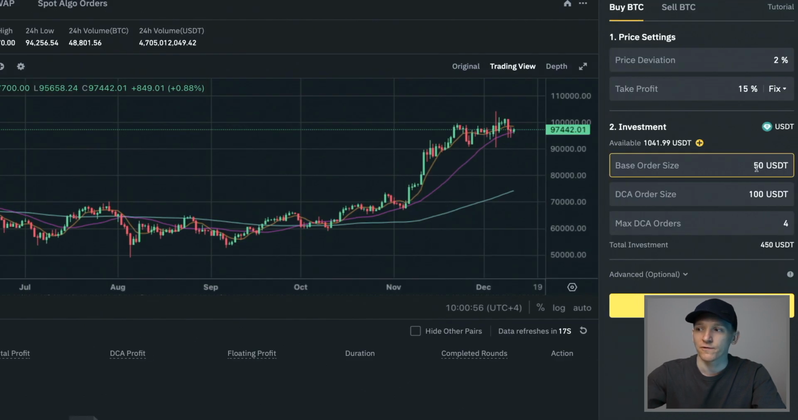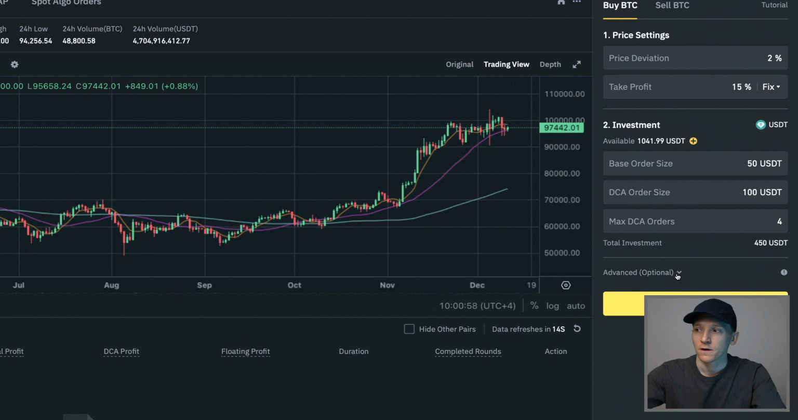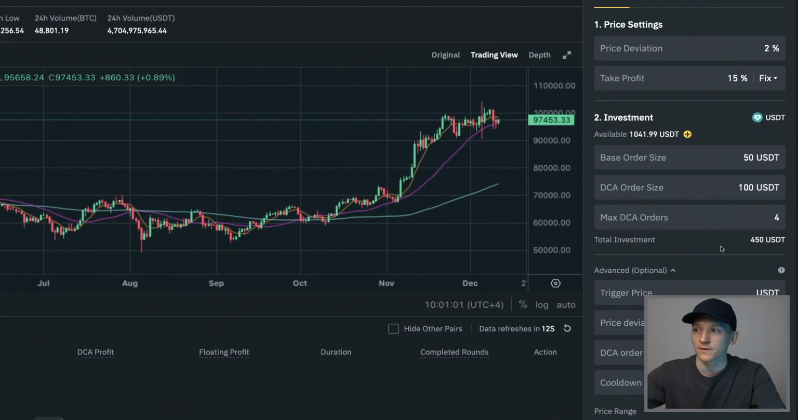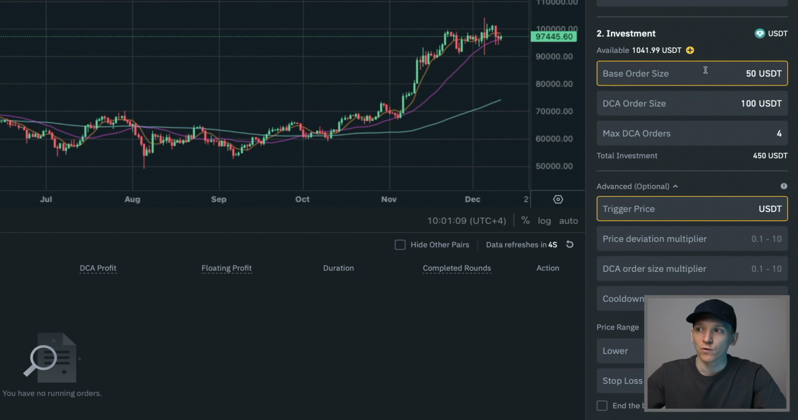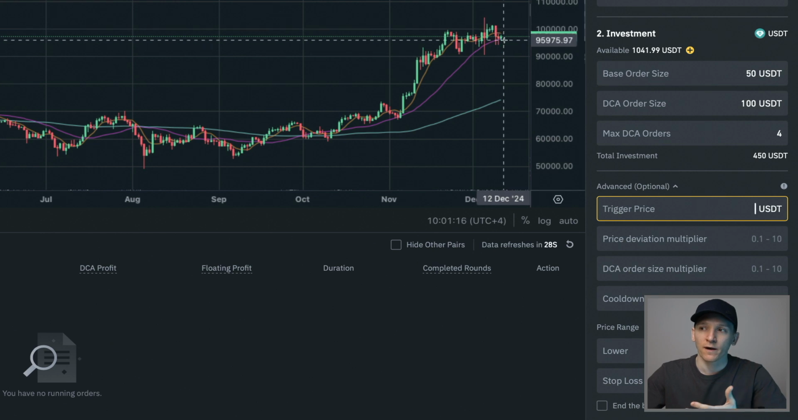Now, you can also use the advanced options. If we come down here, you can really get into the weeds. First, the trigger price. This is if you want the bot to start at a specific price. If you don't use this, the base order right here is going to trade immediately. You may not want to do that, because you may think the price hasn't dipped enough for me to start buying right now, but I want to put these orders in before that.